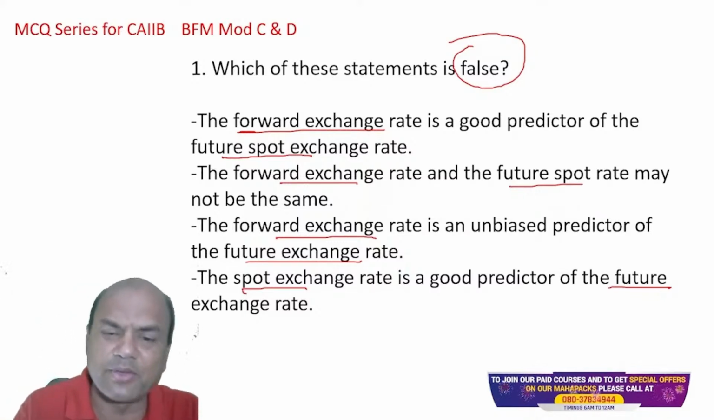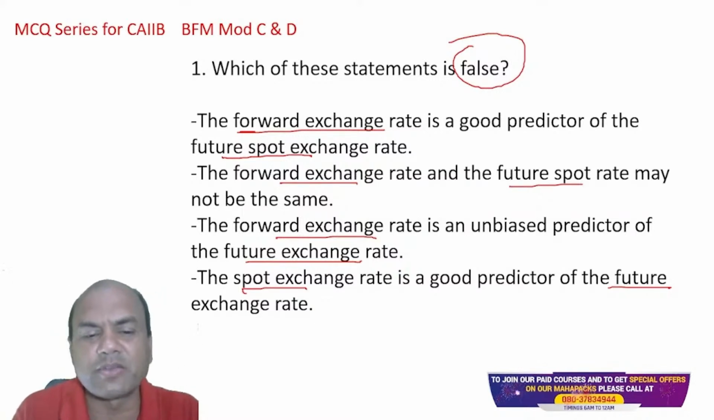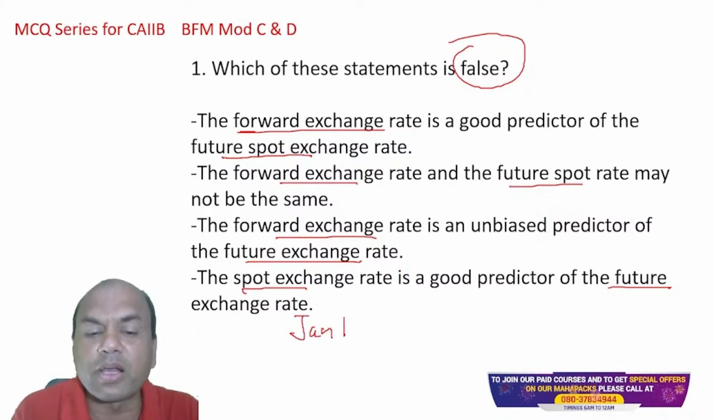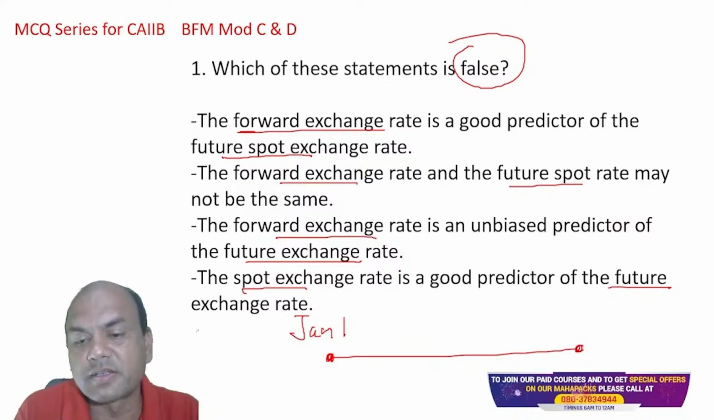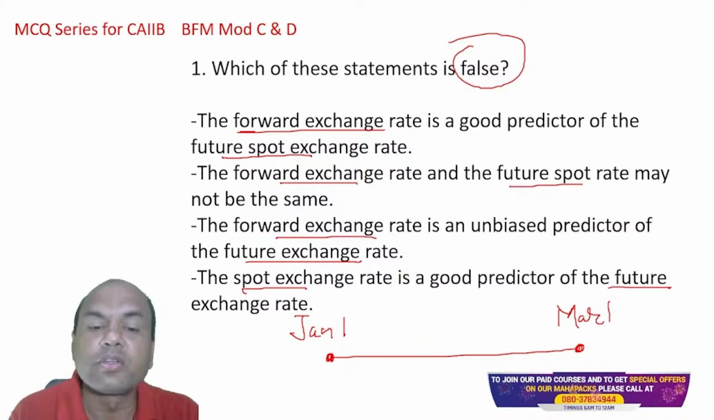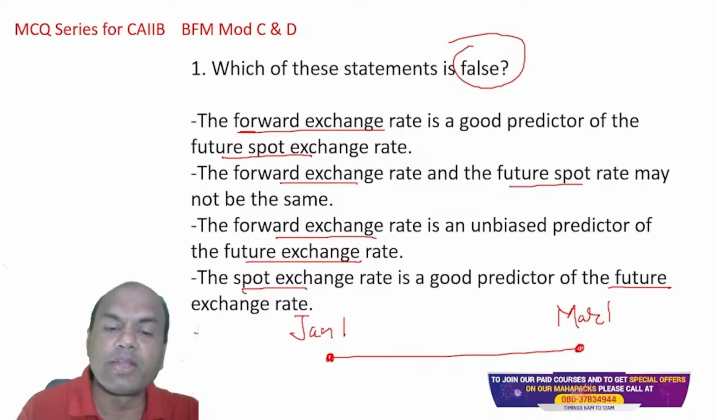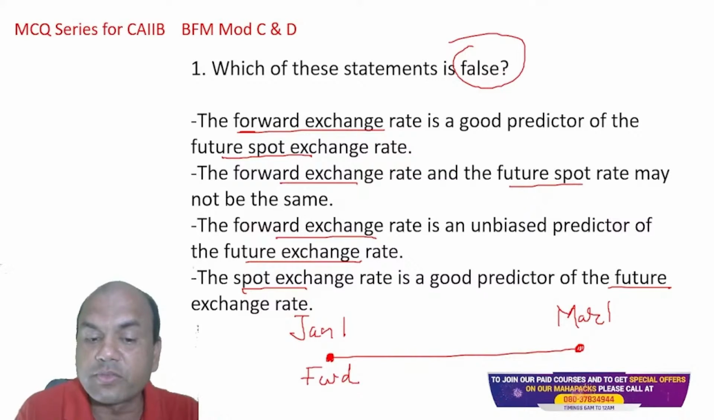Here, I'll explain in simple terms. Today is, let's say, 1st January. Now I book a rate today for dollar, and I book it for, let's say, March 1. Now understand what is forward exchange rate and what is future spot exchange. When I book this rate today for March, this is known as forward because I have booked it today.